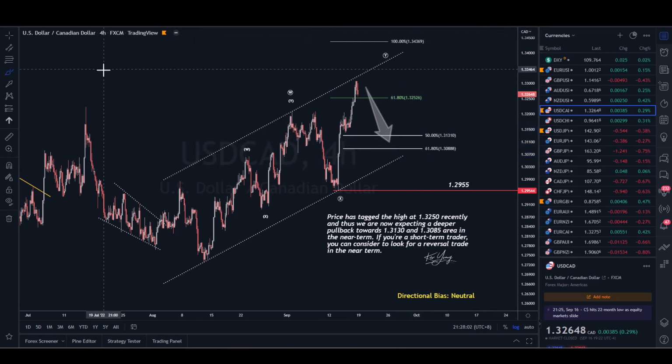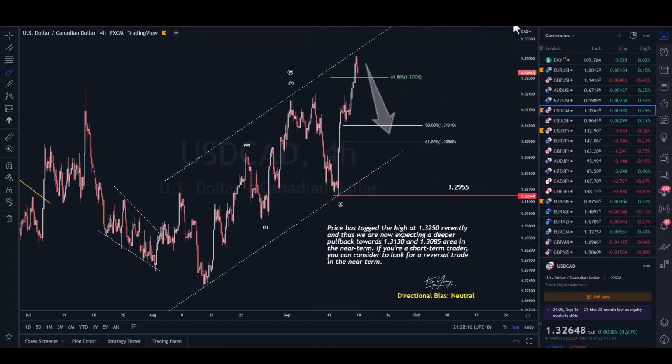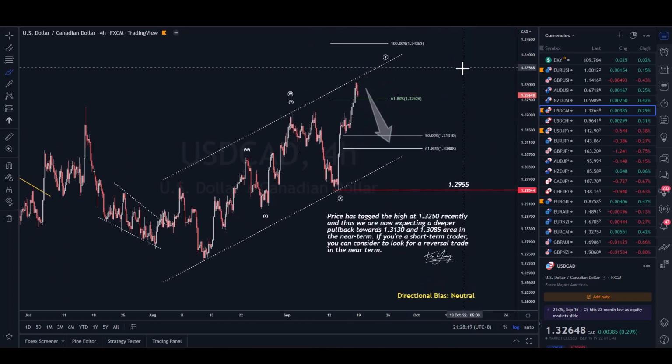So that's on dollar CAD. Okay, so it really depends on whether you are short term or more of a swing trader. If you're a swing trader, then you will anticipate this to come down in a corrective manner first and then look for another buy trade at the bottom to the upside. Okay, so that's on dollar CAD, right? So for me, I'm suggesting to be on a bit of a neutral side.